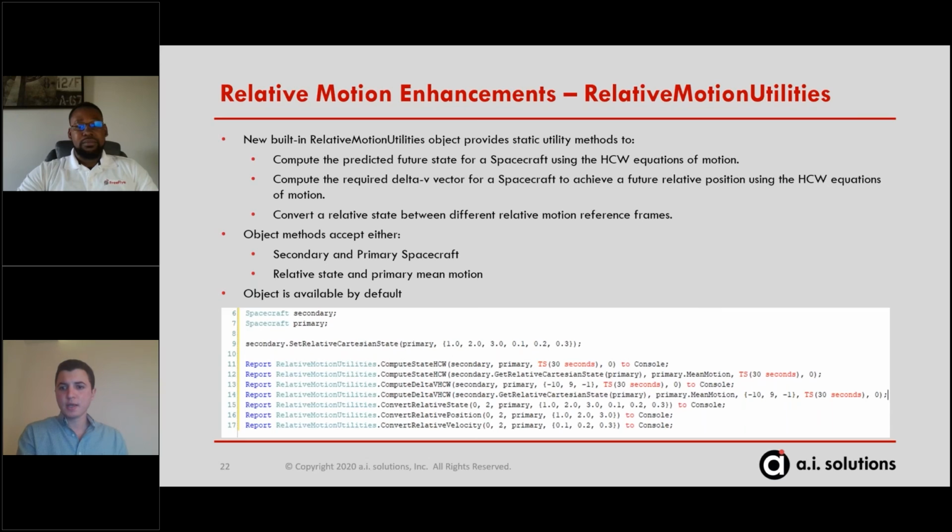Okay, that makes sense. So this is coming from one of our users who's already been using the existing pre-7.6 FreeFlyer capabilities for relative motion analysis. Now, is it worth upgrading from what he has to 7.6 and rewriting these scripts?